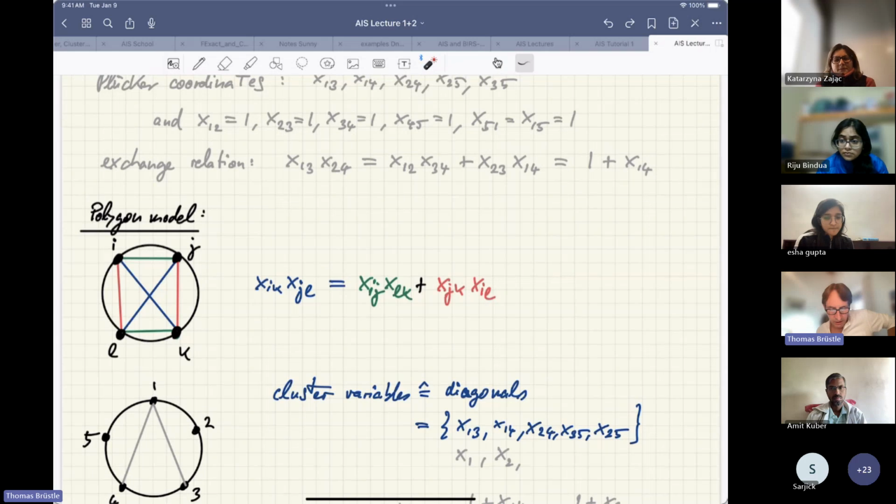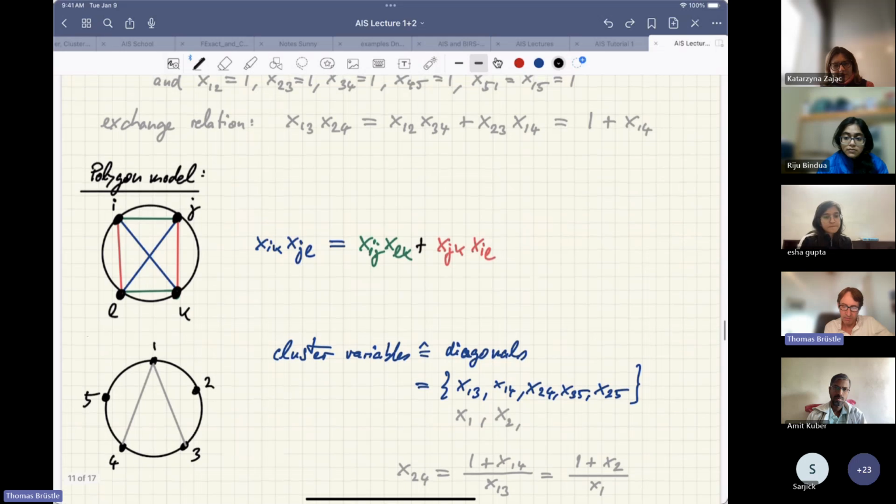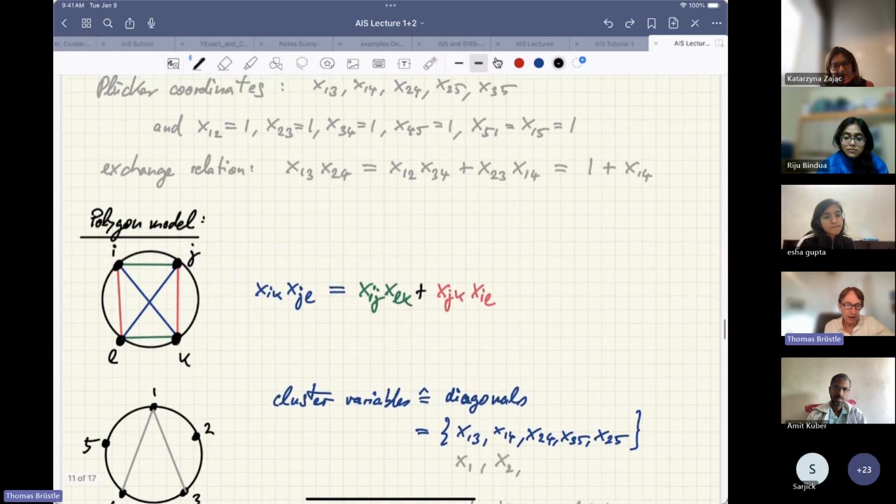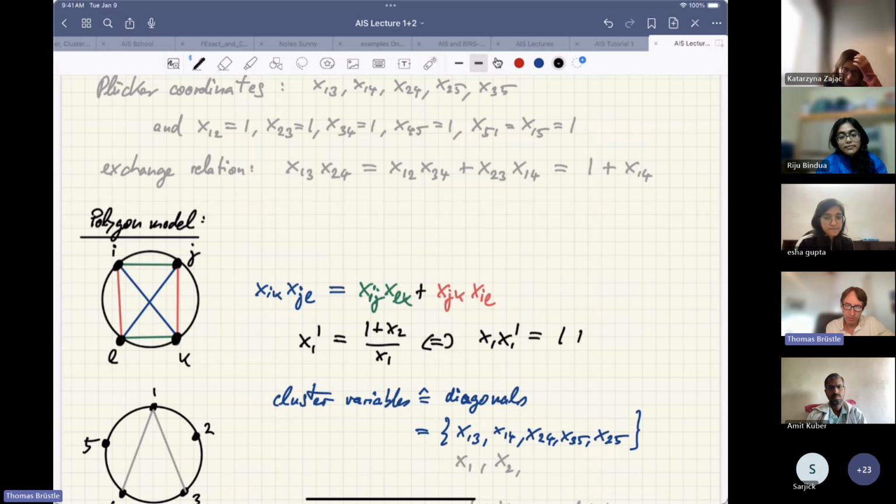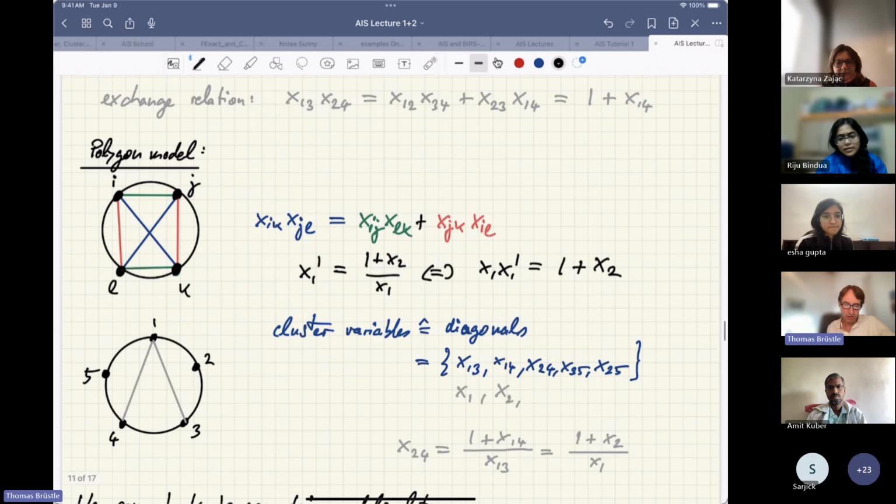Good. And then we did our mutation, right? Say we want to mutate x1. Then x1 prime, the mutated variable, was 1 plus x2 over x1. Or I can write this otherwise, x1 x1 prime equals 1 plus x2. And how does this compare to our Plücker relations?